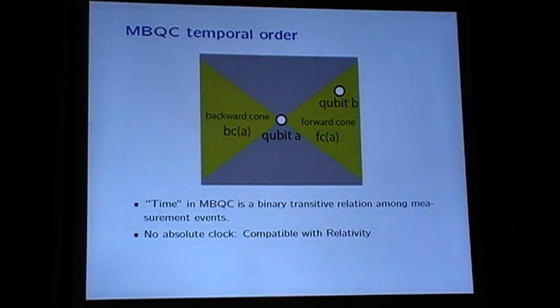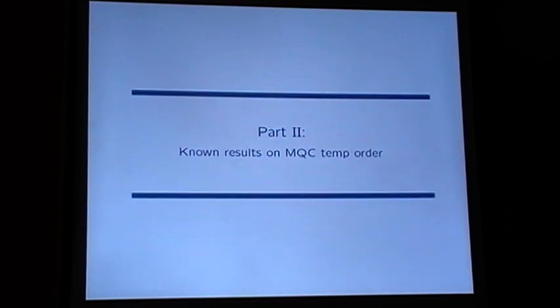Just note that this temporal structure is compatible with what you have in relativity. Namely, we have no absolute time. We have a binary transitive relation as our temporal relation. That sounds a bit unspecific, so think of it as a partial order, for example, in which you have, in addition, anti-symmetry and irreflexivity. But that would be a little too restrictive because it would exclude closed time-like curves, which is something we want to model here.